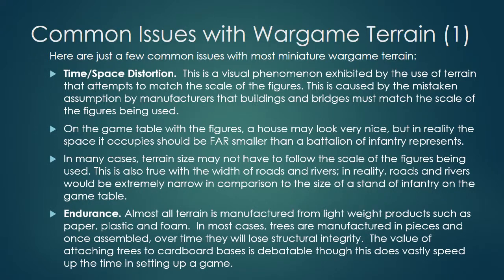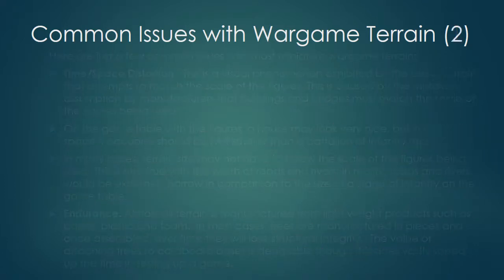Endurance. Almost all terrain is manufactured from lightweight products such as paper, plastic, and foam. In most cases, trees are manufactured in pieces, and once assembled, over time they will lose structural integrity. The value of attaching trees to cardboard bases is debatable, though this does vastly speed up the time in setting up a game.